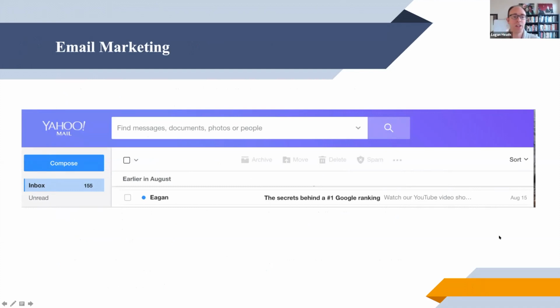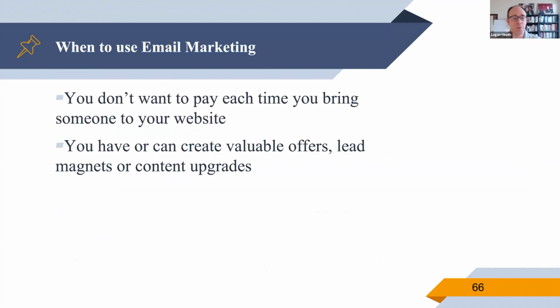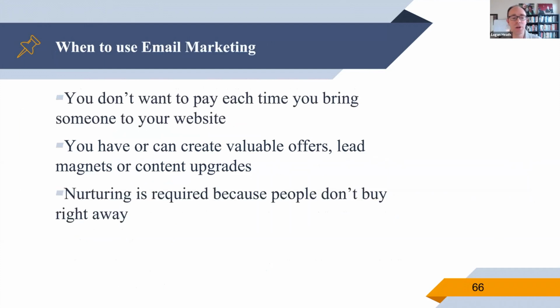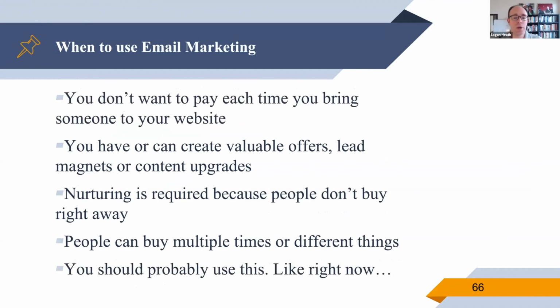So email marketing is obviously huge. You don't want to pay every time you bring someone to the site. Get their email and start email marketing to them. If you can create valuable offers, lead magnets, content upgrades, it's a great way to grow your list. And then if it's a longer sales cycle or there's some nurturing required, it's great to have a series of automated emails that walks people through the value you're offering. And then also, people who bought from you in the past can buy from you in the future, it's a great way to keep in touch with them. Pretty much everybody should use email marketing right now.